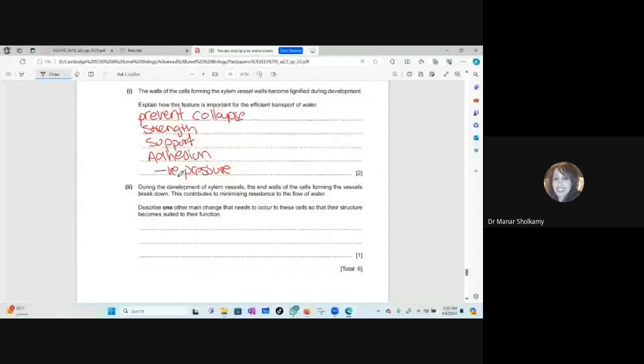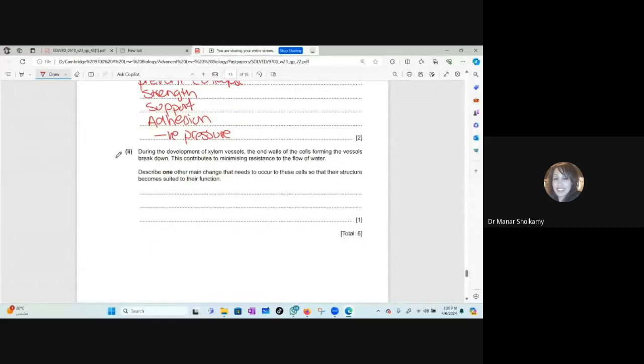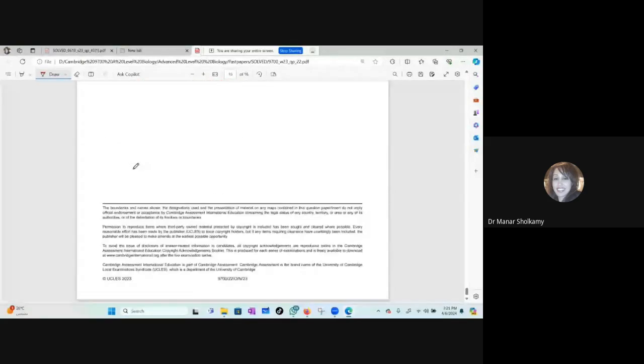Now, during the development of the xylem, the end walls of the cells forming the vessels break down. This contributes to minimizing resistance to the flow of water. Describe one other main change that needs to occur to these cells so that their structure becomes suitable. Now, this is easy. How is the xylem suitable for the flow of water? Come on. It's hollow. No nucleus, no cytoplasm, no organelles. It has lateral pits for the lateral movement of water. Don't forget, plasmodesmata is in the phloem. It's empty. The exam is finished, finally.